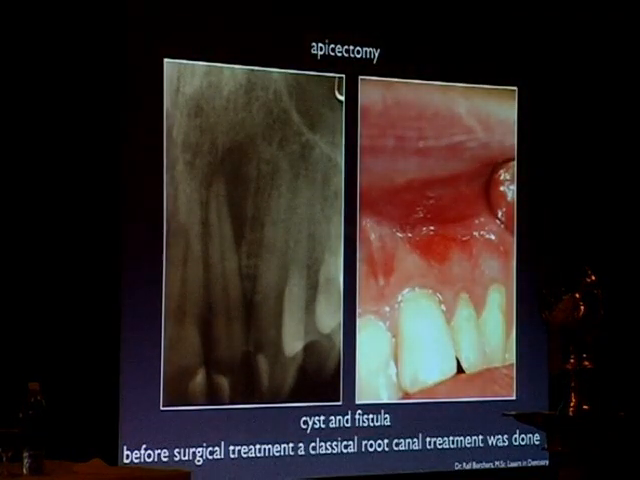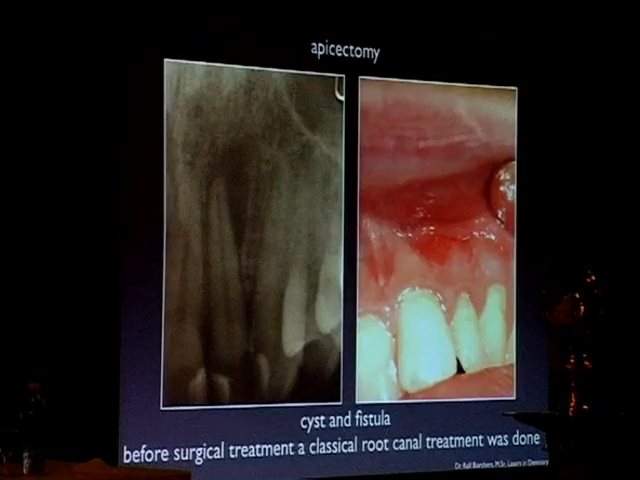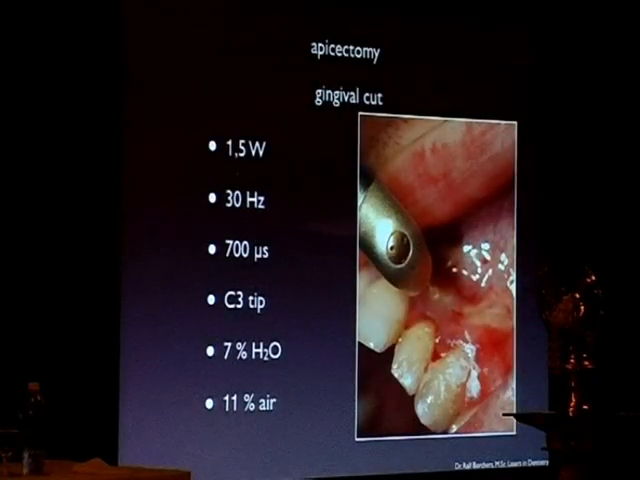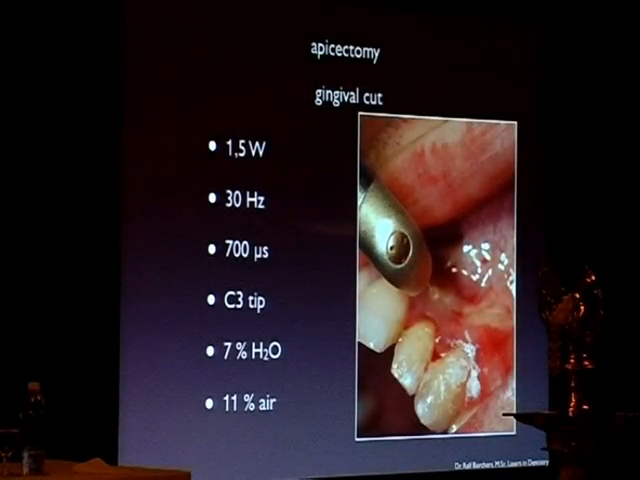Apicoectomy. Apicoectomy can only be done by erbium chromium YSGG laser because you have to treat soft and hard tissue. As you can see here, a very nice apical periodontitis and a fistula. So before you start, you do a normal root canal treatment, mechanical treatment and filling. Then you can start with the erbium laser, and you can do all the parts only with erbium chromium YSGG laser, just by changing parameters.